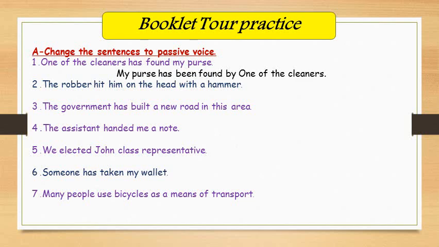Number two, the robber hit him on the head with a hammer. Okay, what is the tense? Past simple. Excellent. Where is the object? Him. Can I say him or must I change it from the object pronoun into the subject pronoun? So he. Excellent. What are the auxiliary verbs in the past simple with the passive? Was with the singular, were with the plural. So he was. Excellent. Where is the main verb? Hit. So he was hit on the head with a hammer by the robber.